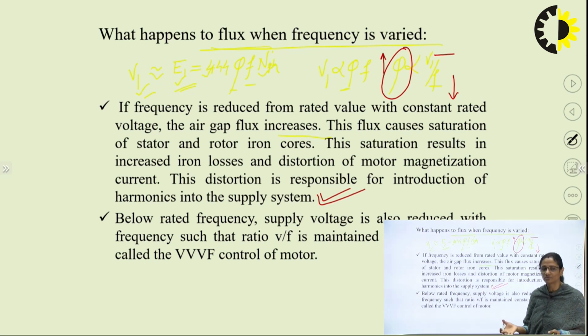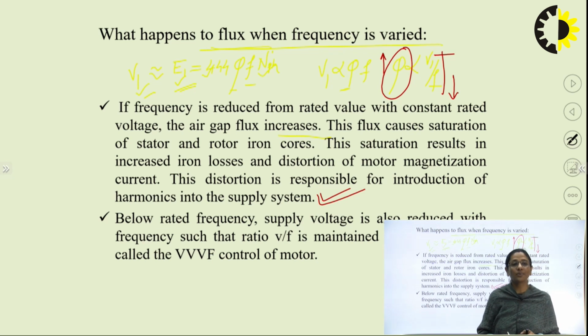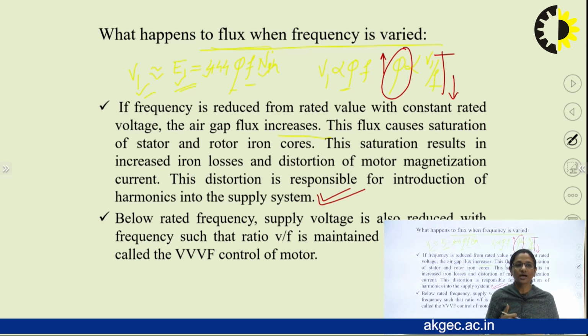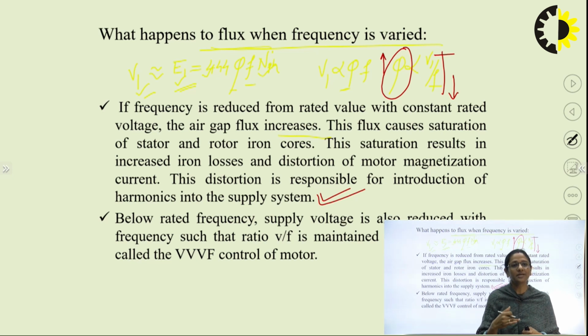So what we have to do? We want to reduce the speed of the motor by reducing the frequency of supply given to the motor, but at the same time the solution is to maintain the ratio V by F constant. So whenever we are controlling the speed by reducing the frequency below the rated value, what we have to do? At the same time, in the same ratio, we have to reduce the voltage as well, right? This will maintain the ratio V by F constant.